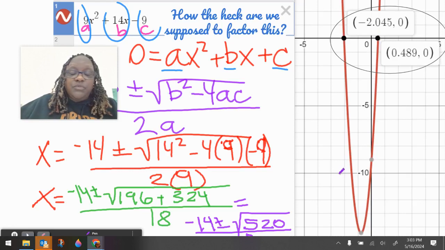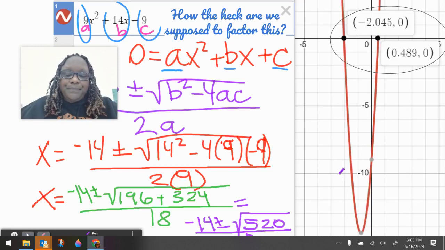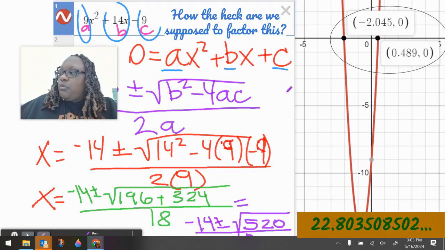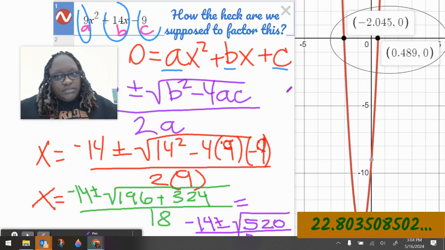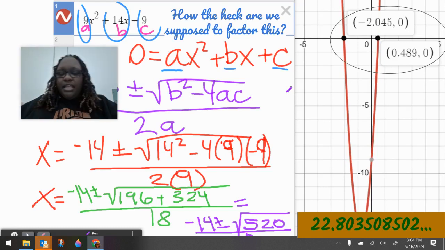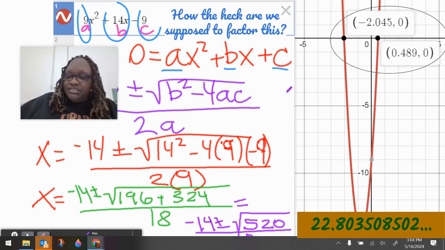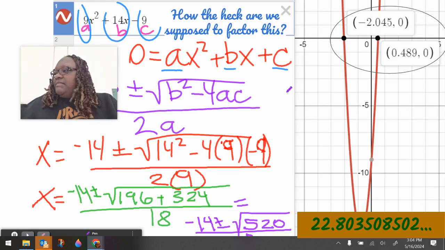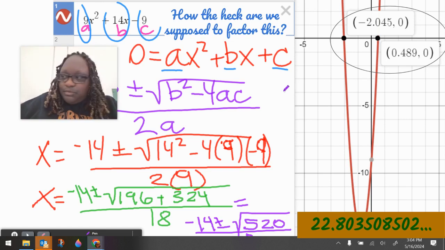So the square root of 520, it's going to be a decimal. And it's a non-repeating pattern. It's an irrational number. The decimal goes on forever and ever. So I got 22.80350850, and so forth and so on. Obviously, I'm not going to write all those digits. I'm going to round 4 digits after the decimal.